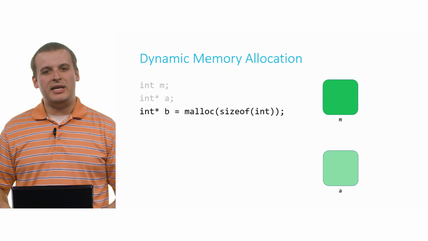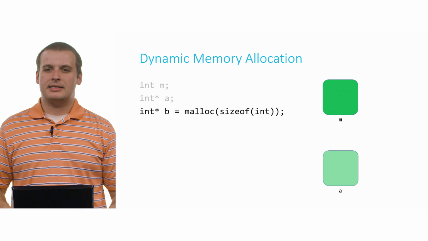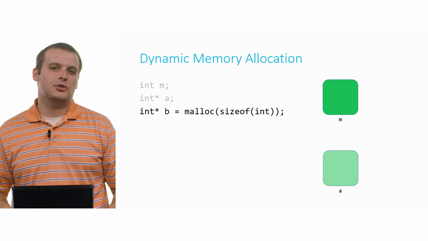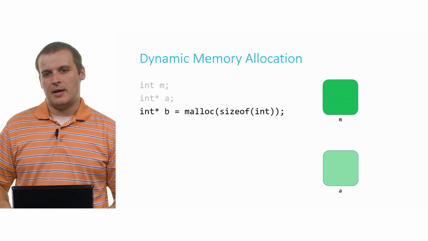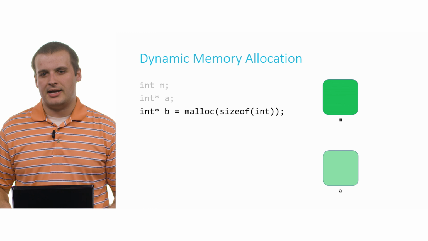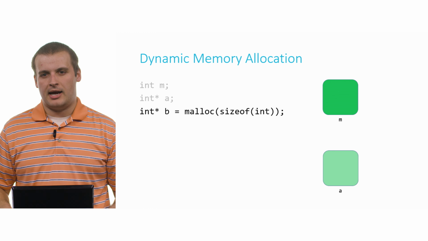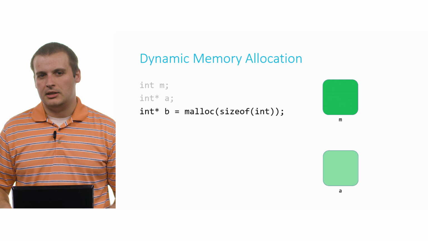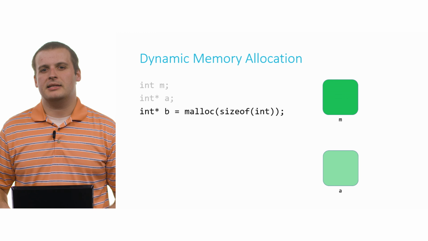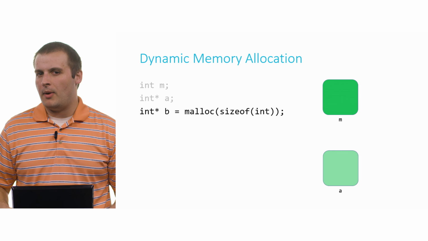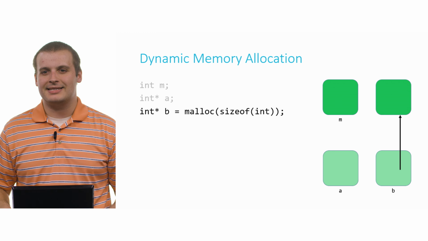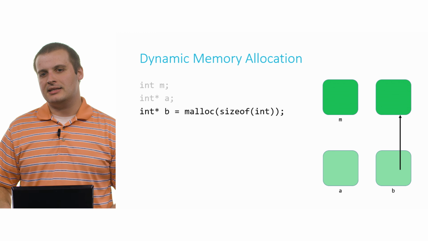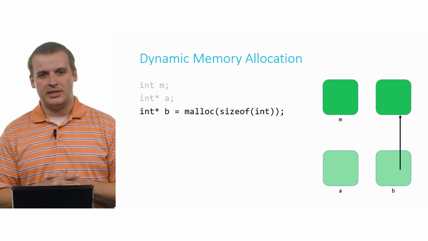Int star b equals malloc size of int. This one might be a little tricky. Take a second and think about what you would expect to happen on this diagram. Int star b equals malloc size of int. Well, this doesn't just create one box. This actually creates two boxes, and it also establishes a pointer relationship.